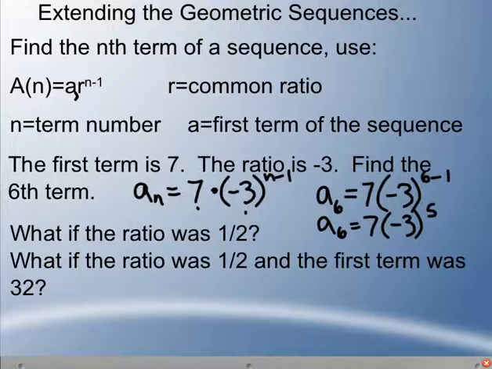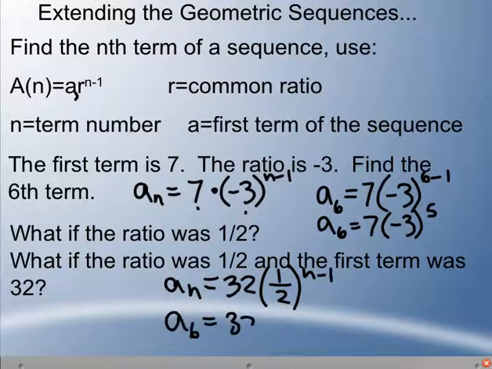Now a different one. What if the ratio was 1/2 and the first term was 32? So we would do a different formula here. A sub n is equal to the first term, 32, times 1/2, that's our ratio, to the n minus 1 power. So if I want the sixth term, a sub 6, I would be doing 32 times 1/2 to the 6 minus 1 power, or to the 5th power. Well, 1/2 to the 5th power is just 1/32, which means that I have an answer of just 1 here, and you can try that out.